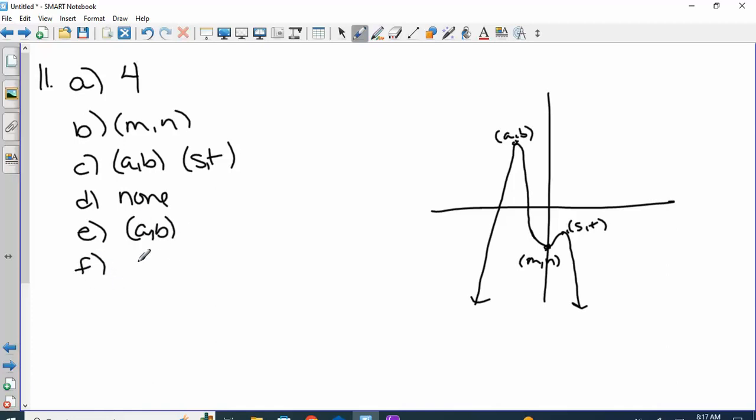Domain, since this keeps going. In the range, you come from the bottom up. Good.